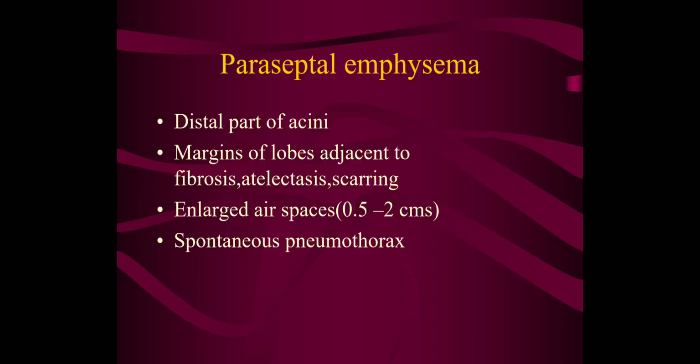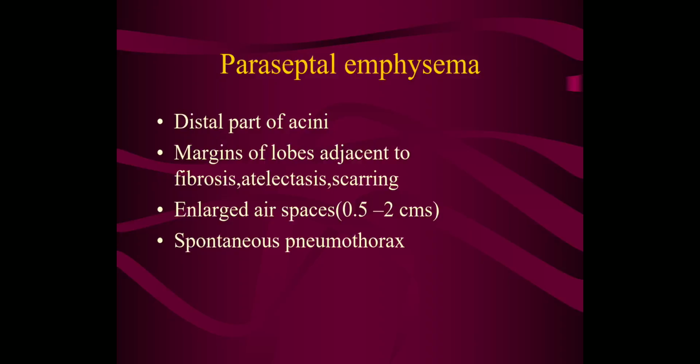Now paraseptal emphysema is another type of emphysema where the most distal part of the acinus is involved, and the margins of the lobes adjacent to fibrosis, atelectasis, scarring, etc. are involved. Okay, so that is known as paraseptal: the septa which are adjacent to the fibrotic area, the atelectasis, the scarred area, etc. are involved.